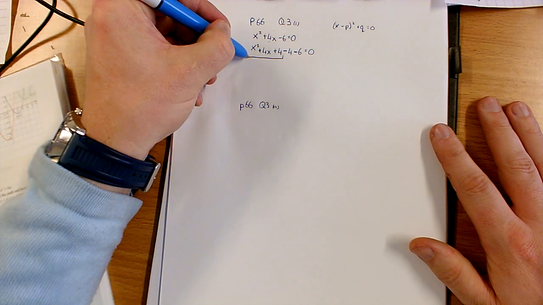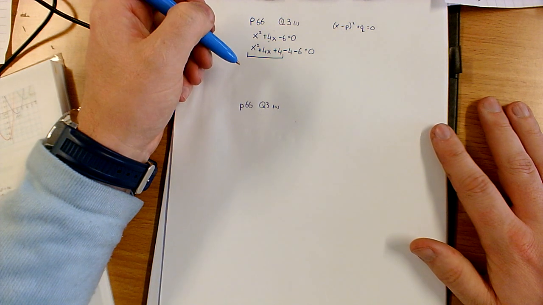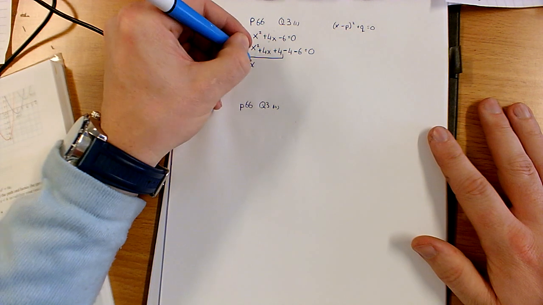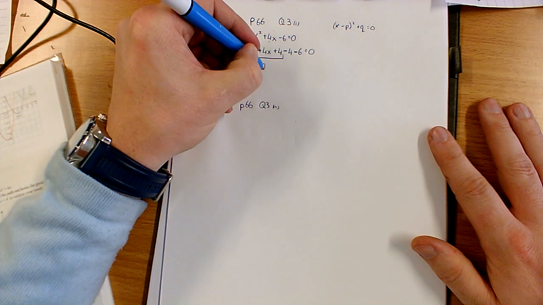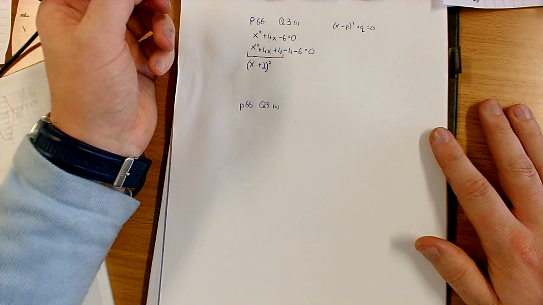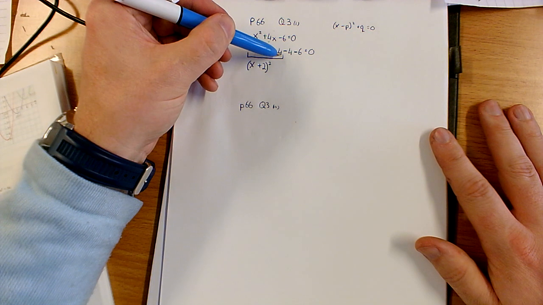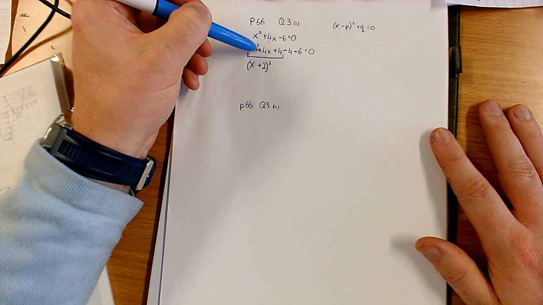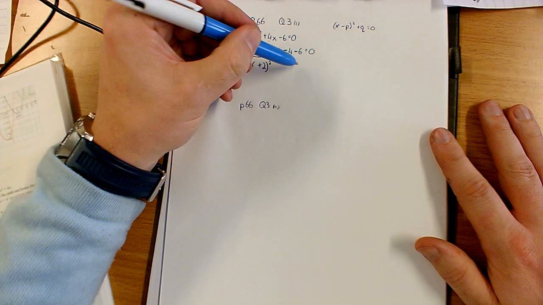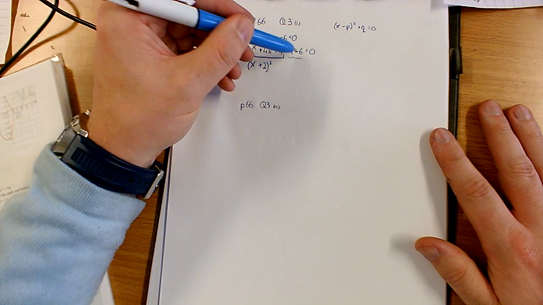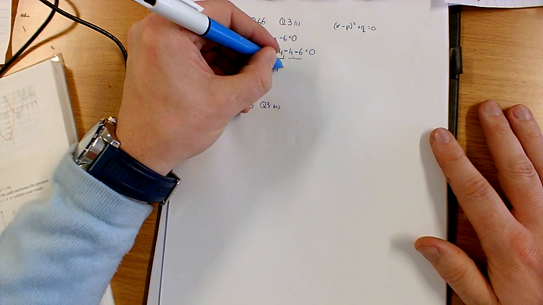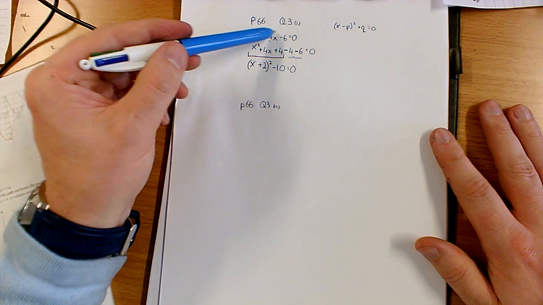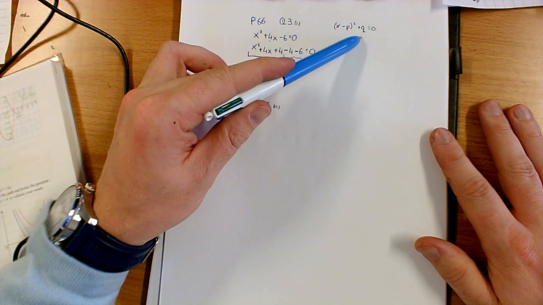Now I'm going to write this as a perfect square. So x plus 2 squared. How do I know that? Well, I look at the last number and get the square root of it, which is 2. And then I look at this sign and it's a plus, so it's a plus here. Now take this bit. Minus 4 minus 6 is minus 10 equals 0. Now, I'm after writing this in that form.